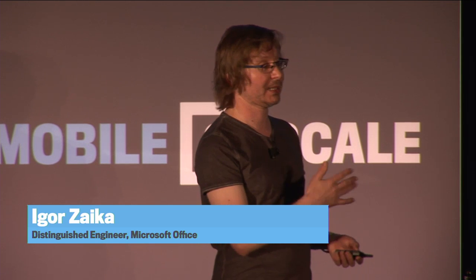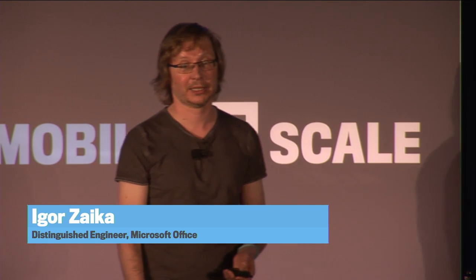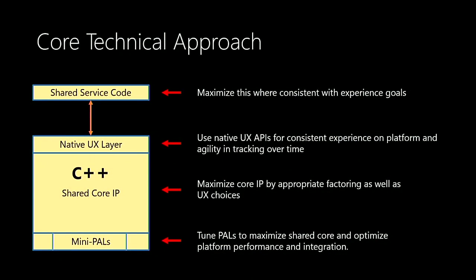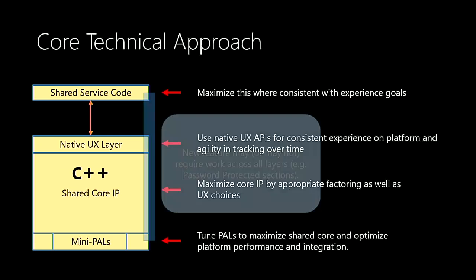And then at the bottom, there is a set of platform abstraction layers. So functionality in the OS that is different between different OSs, you need to abstract that. The fact that there is plural is actually very important. So we don't build one abstraction layer, we build multiple targeted abstraction layers.